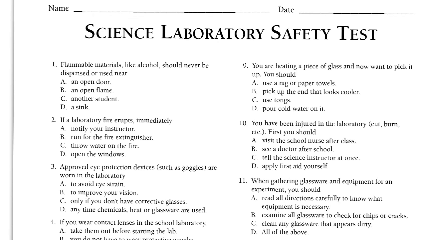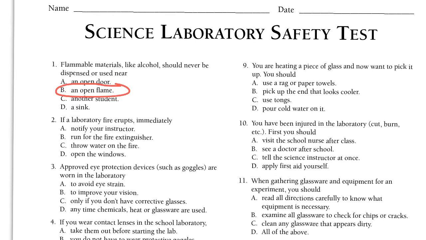Okay, so we're just going to use this little thing as a review for rules. So I might have questions that come directly off of this test. Number 1, flammable materials like alcohol should never be dispensed or used near A, an open door, B, an open flame, C, another student, or D, a sink. What do you think? An open flame. Right, because flammable means don't put it next to a flame.